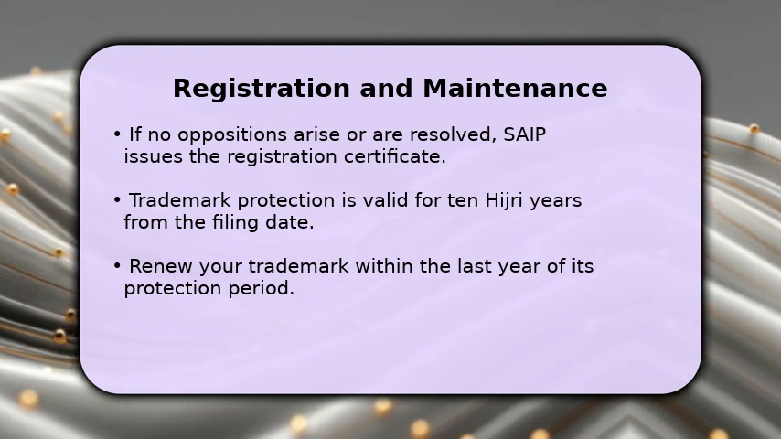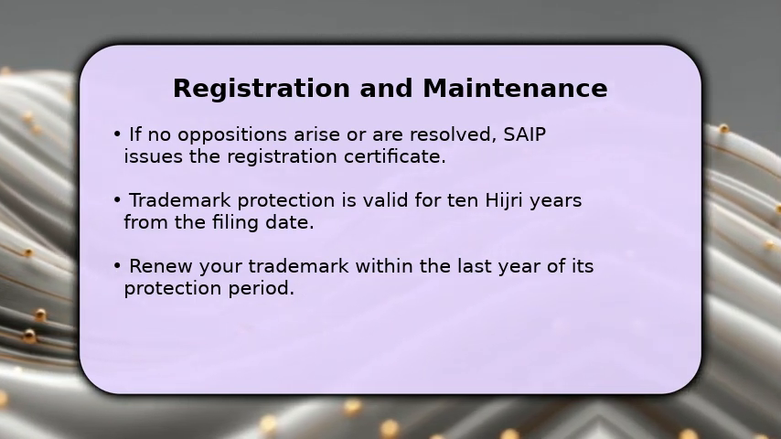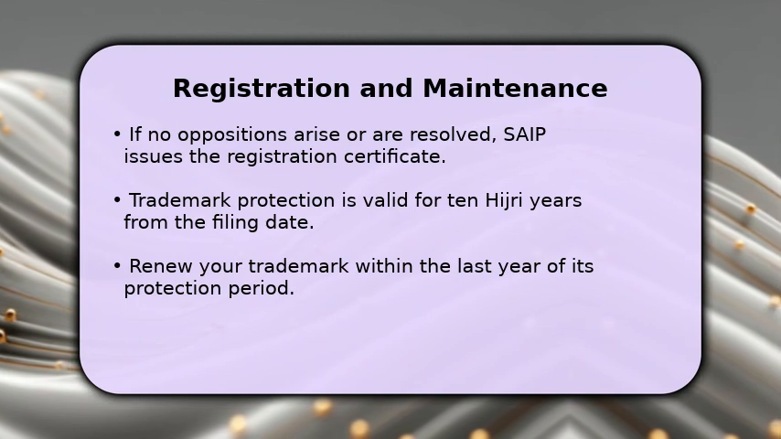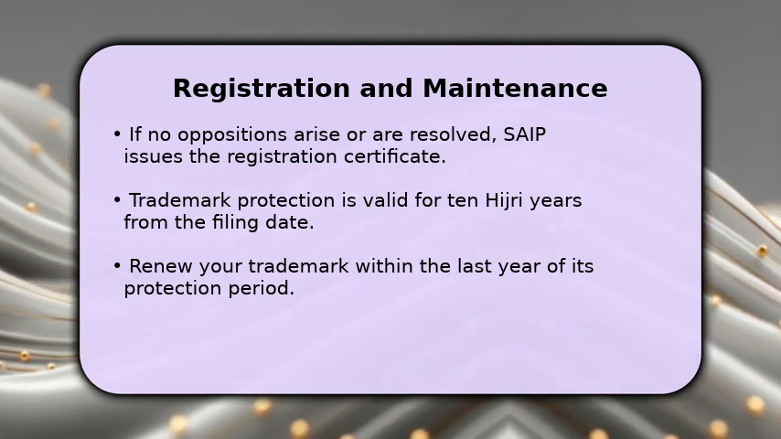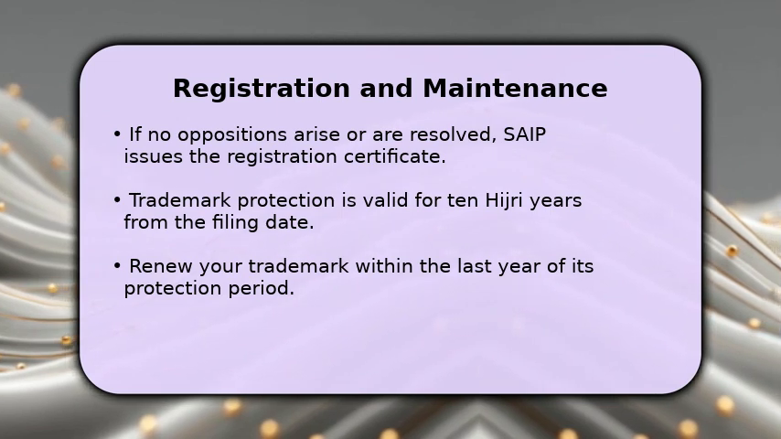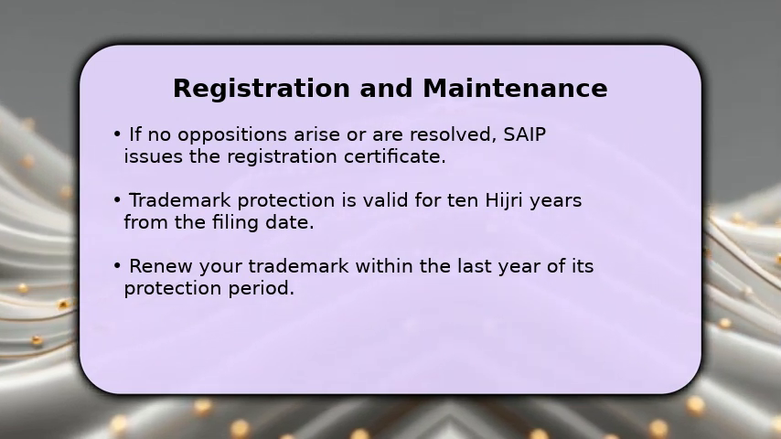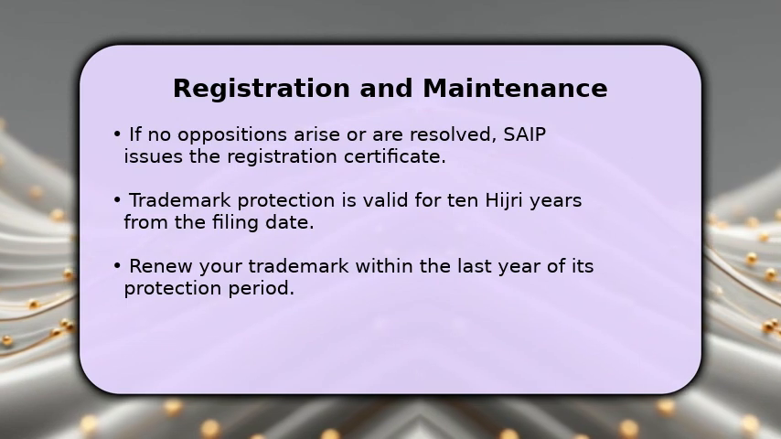To maintain protection, you must renew your trademark within the last year of its validity. A 6-month grace period is available for late renewals, though this incurs additional fees. Consistent use of your trademark is also recommended to avoid potential cancellation.